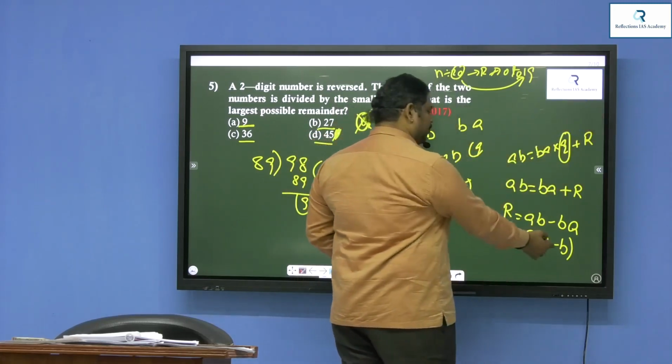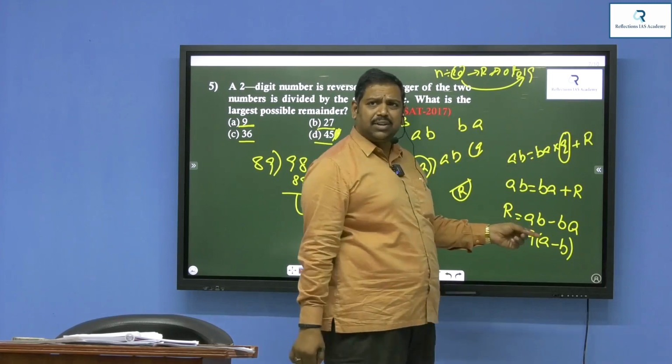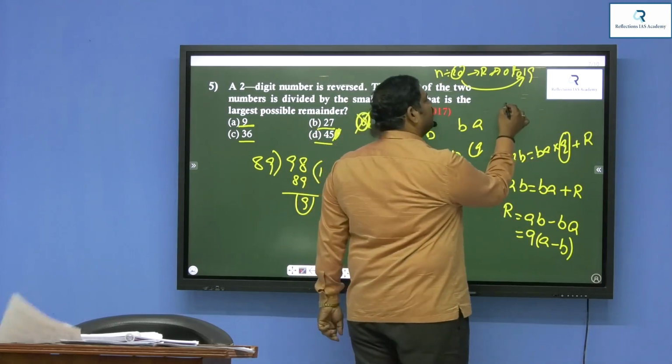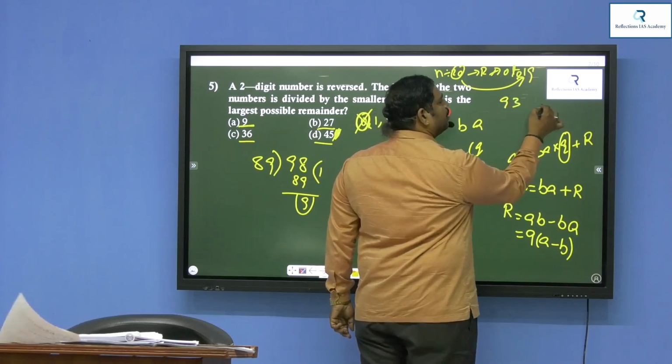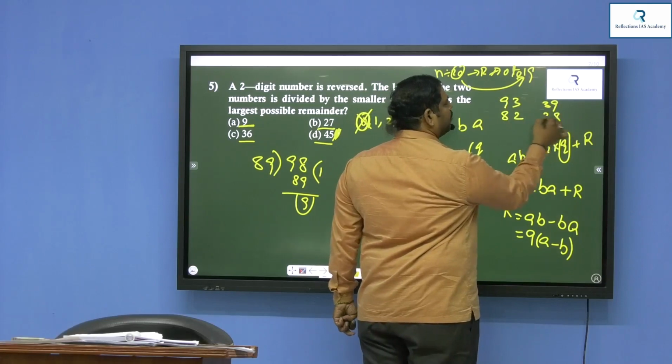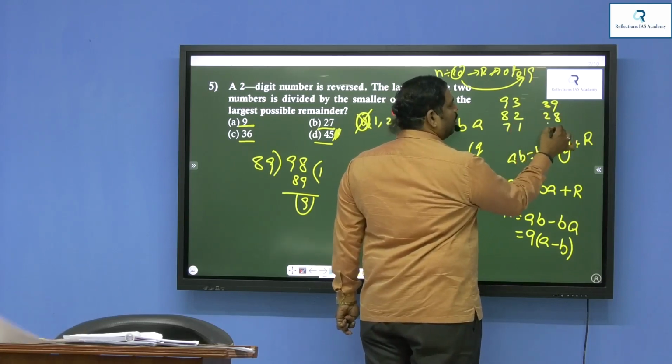So 7 is completed, so go with 6. 6 means what I can say? 9 3 and 3 9. 8 2 and 2 8. Next one 7 1 and 1 7. 6 0 and 0 6. Now try all.